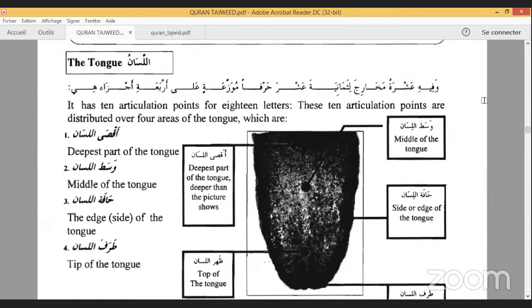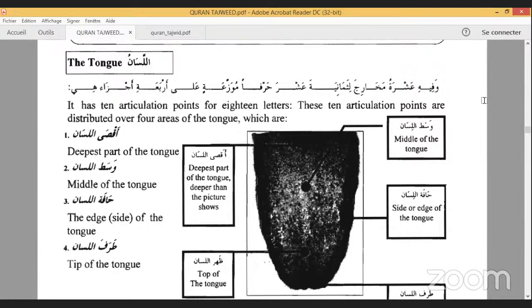It has 10 articulation points from 18 letters. These 10 articulation points are distributed over 4 areas of the tongue, which are the deepest part of the tongue, the middle of the tongue, the edge side of the tongue, and the tip of the tongue.